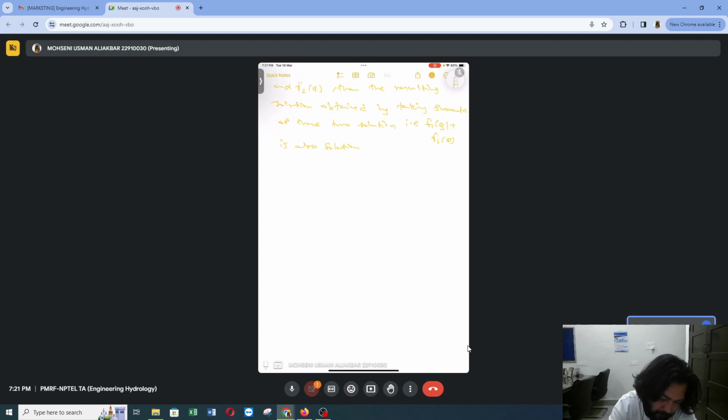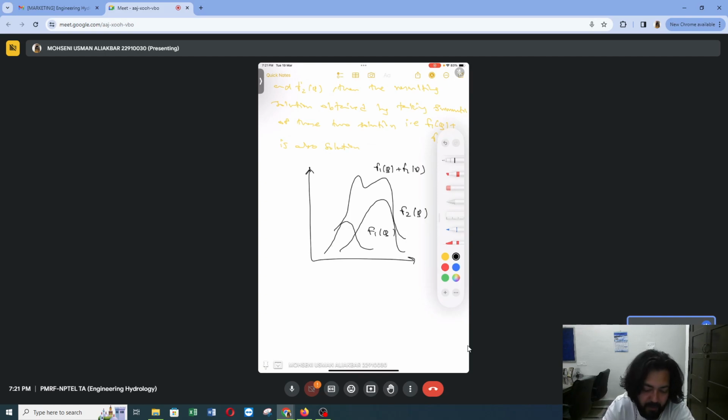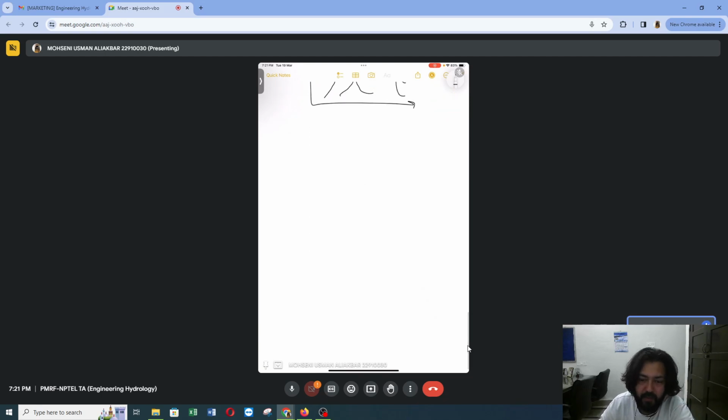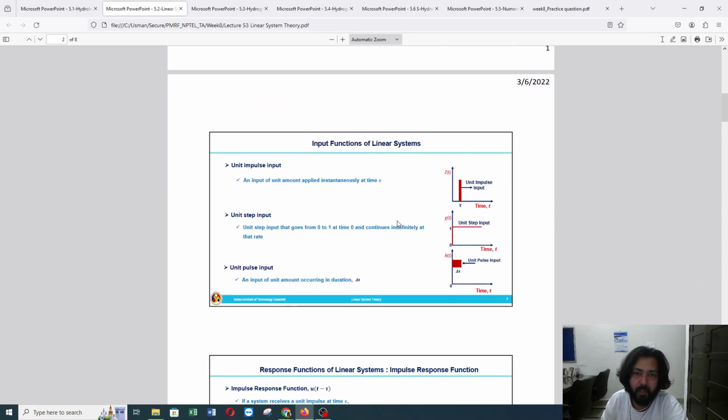So if we have two solutions, let us say we have a solution f1 of q and a solution f2 of q, if we take a summation of these two solutions, the answer would be something like this. So this solution, which is the summation of f1 of q plus f2 of q, is also a solution. This is nothing but the principle of superposition, right? So a linear system is based on these two principles, that is the principle of proportionality and the principle of superposition. Now let us understand what are the inputs of a linear system.